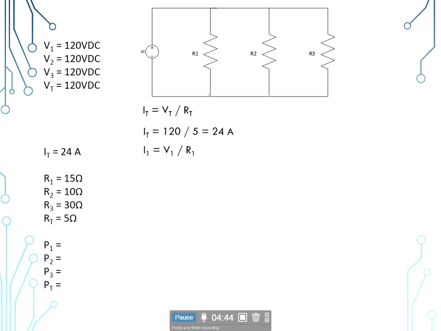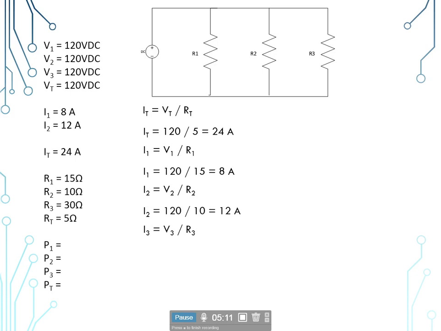So I sub 1 is equal to V sub 1 divided by R sub 1. So V sub 1 of 120 volts divided by 15 ohms of R sub 1 will give us 8 amps for that first branch. I sub 2 is equal to V sub 2 divided by R sub 2. So V sub 2 of 120 volts divided by R sub 2 of 10 ohms will give us 12 amps. I sub 3 is equal to V sub 3 divided by R sub 3. So V sub 3 of 120 volts divided by our 30 ohms of R sub 3 will give us 4 amps.